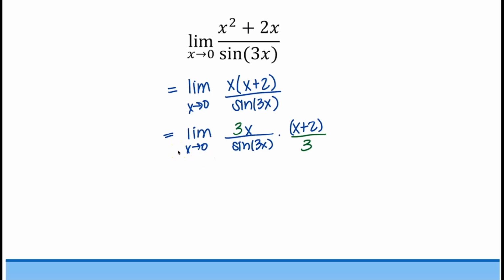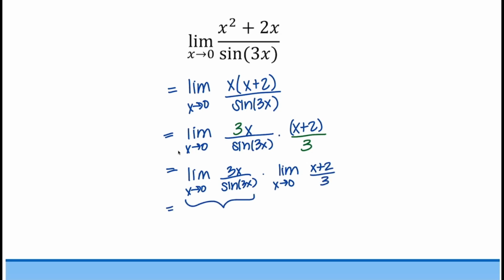So I can think about this as the limit as x approaches 0 of 3x over sine of 3x, which we know is 1, times the limit as x approaches 0 of x plus 2 over 3. So again, the first limit is 1, and the second limit we can evaluate with substitution. If I substitute in 0, 0 plus 2 is 2, and so I get just 2/3. So I have 1 times 2/3 for a final answer of 2/3.